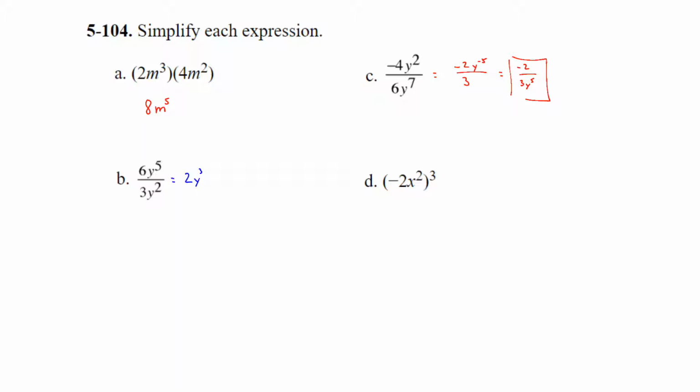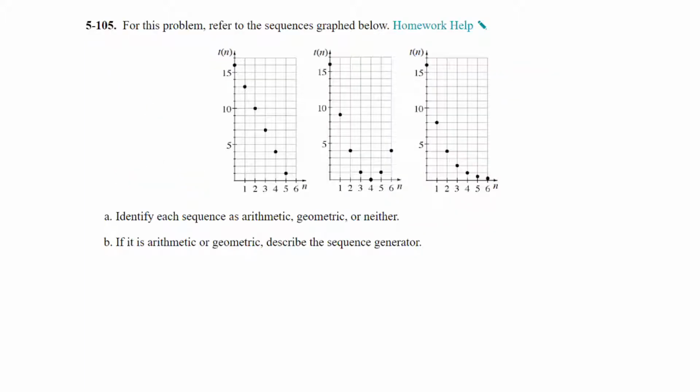And then on D, this is being raised to the third. On this one, I'll show you expanding it out. Remember, you can always expand these expressions, and then do the property. So negative 2 times negative 2 times negative 2 would be a negative 8, and then x times x times x times x times x times x would be a total of 6. So negative 8x to the 6th power.